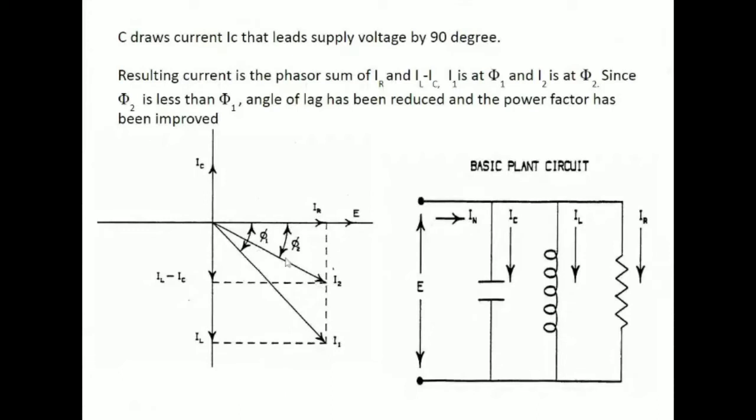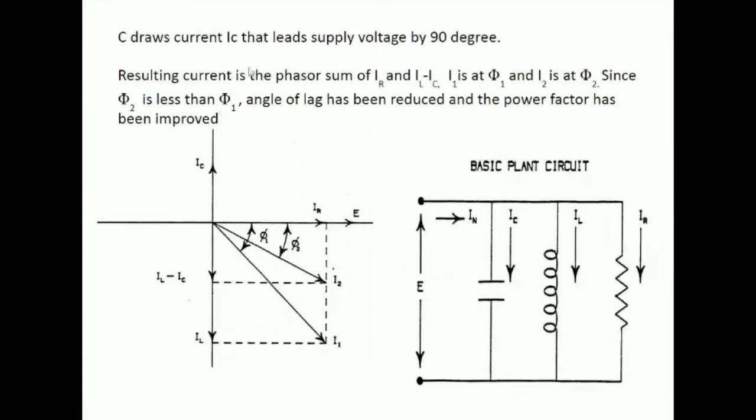Now the angle of lag is given by phi2. It is also reduced. So phi1 was the initial angle without capacitor, without power factor compensation. Now due to the compensation of power factor by means of the introduction of capacitance, we can see that the angle has been reduced. So the power factor has been improved.